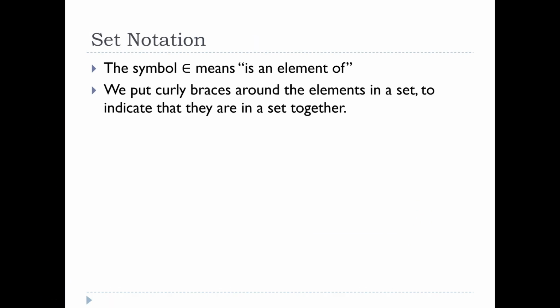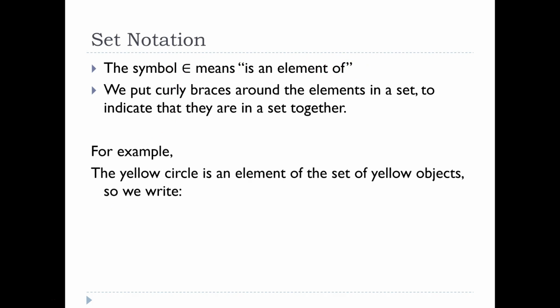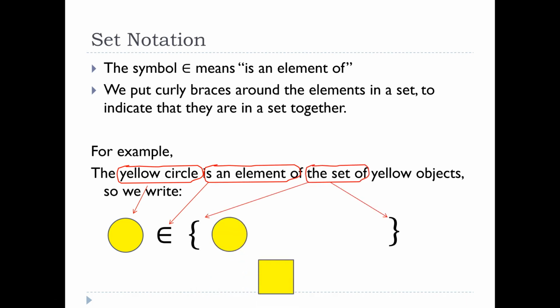So now let's talk a little bit about some set notation. This funny little E symbol means is an element of. And we put curly braces around the elements in a set to show that they're in a set together. So for example, the yellow circle that we were just talking about is an element of, it's one of, the set, here we go, curly braces means a set of yellow objects that we saw before. And so all this says is the circle is an element of this set of yellow objects.